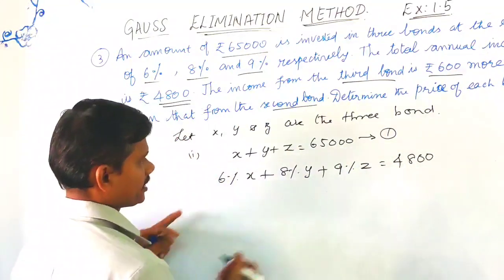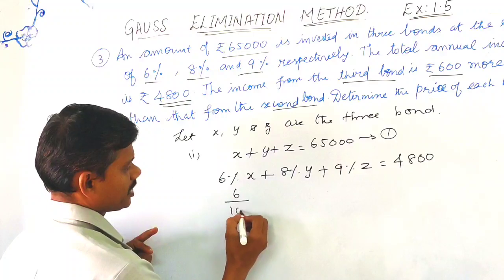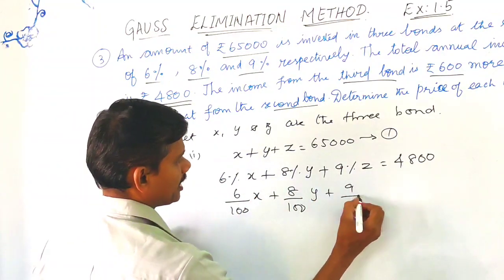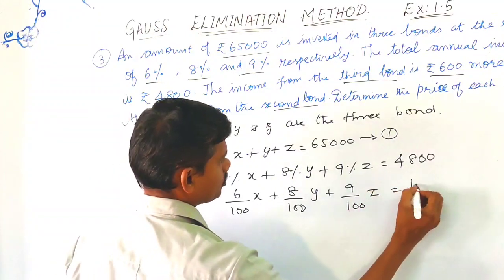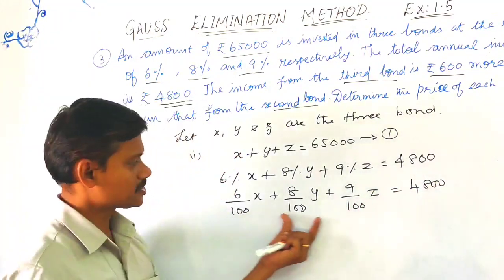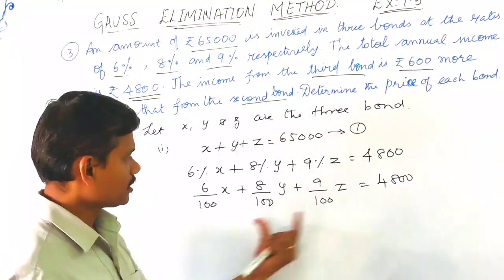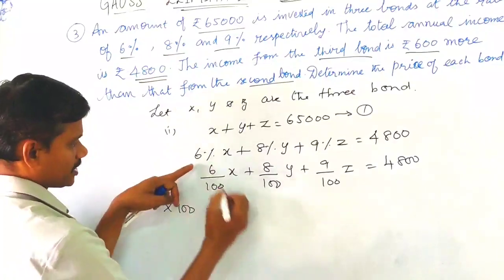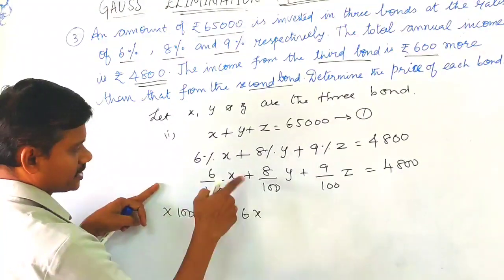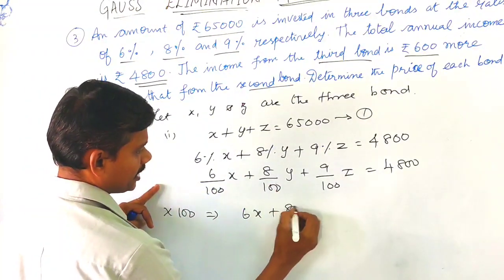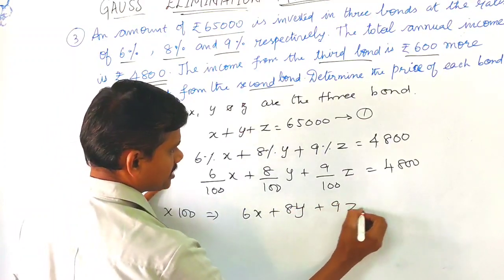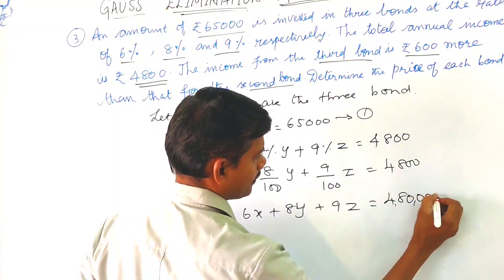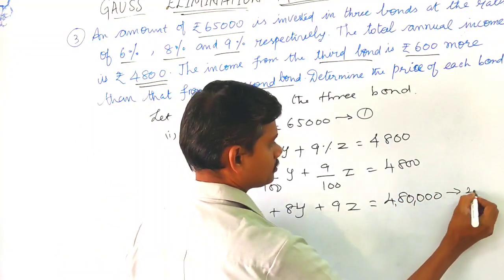If I simplify this, I get the second equation. 6% means 6 by 100 into x plus 8 by 100 into y plus 9 by 100 into z, which is equal to 4,800. Here these denominators are having 100. So I am going to multiply this with 100. I will get the equation as 6x, as the 100 and this 100 get cancelled. Like that, here you get 8y, here you get 9z. If you multiply 100 here, you will get 4,80,000. So this is the second equation.